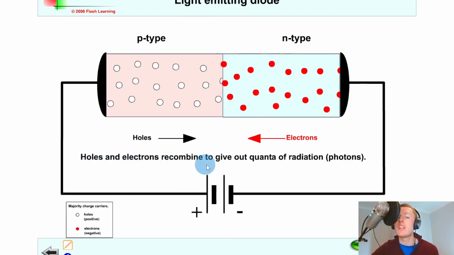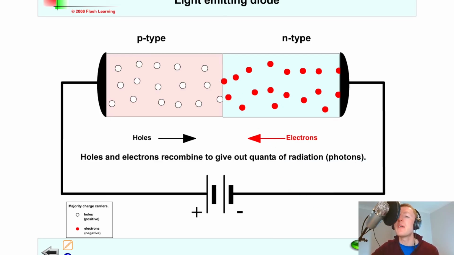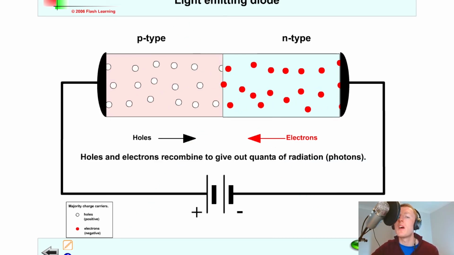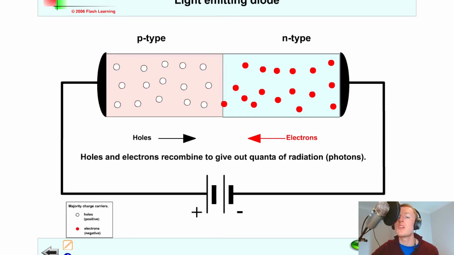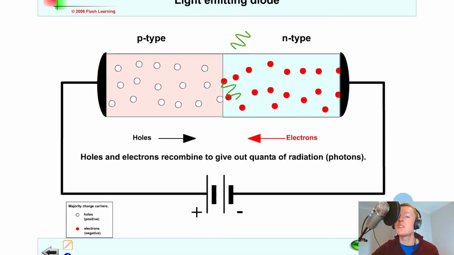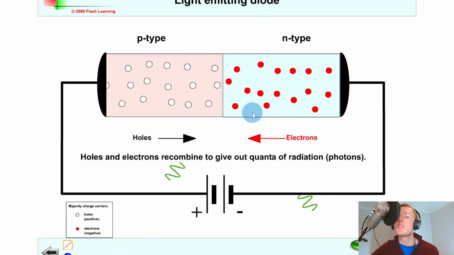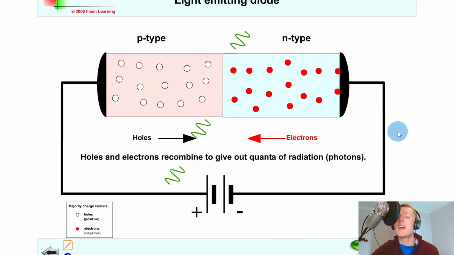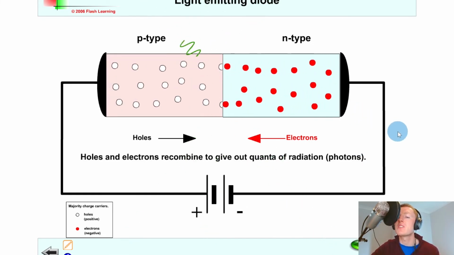So it says that holes and electrons recombine to give out quanta of radiation known as photons. So this is our light. And this is going to happen every time an electron recombines with a hole. And I can make this go continuously to show you how light is continuously produced in an LED. So you'll see the green waves being emitted here. That is essentially our light, our little packets of photons.